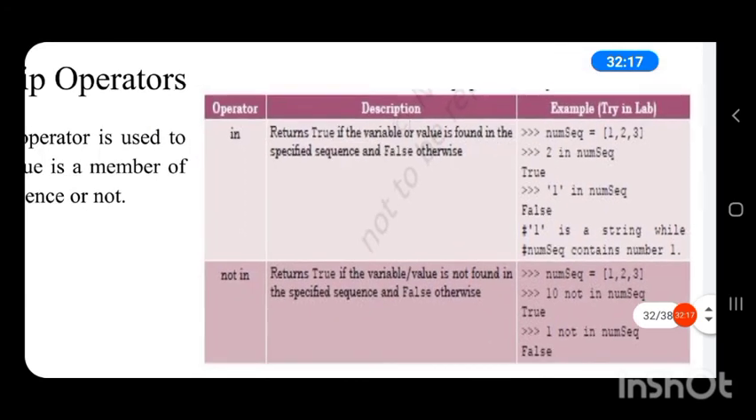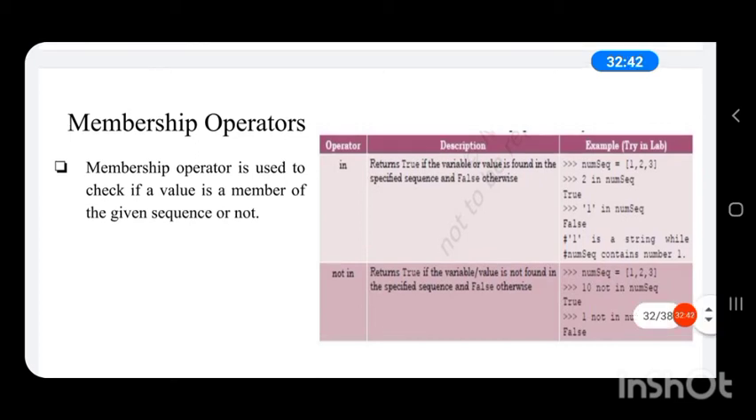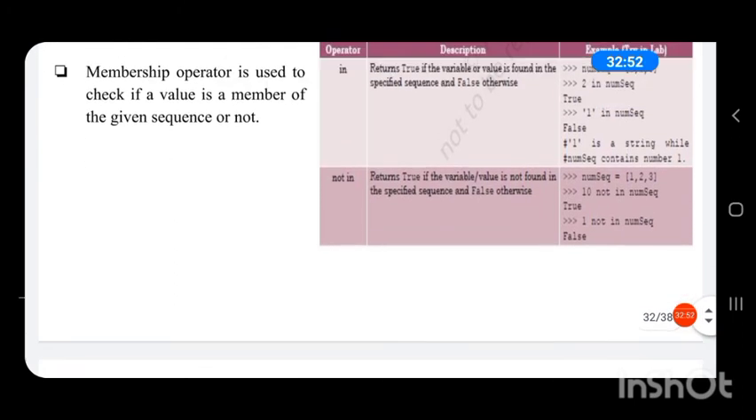So a membership operator checks whether a value is a member of a particular sequence. The sequence can be a tuple, list or string. It will check in that string, list or tuple whether a character or an item is present. So there are two types of membership operators, in and not in.